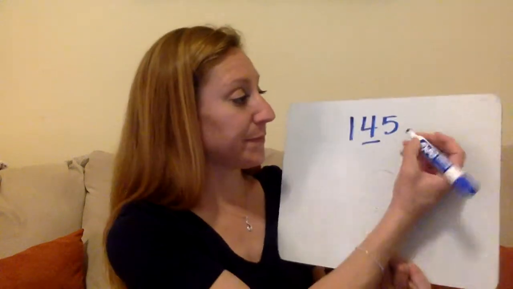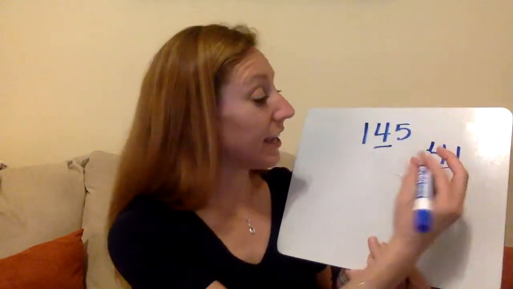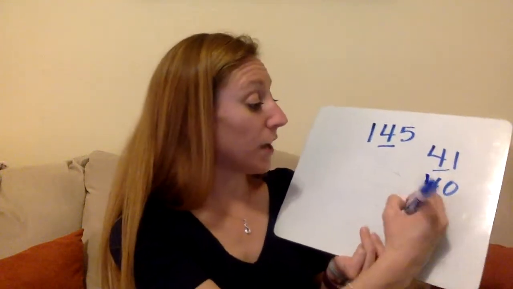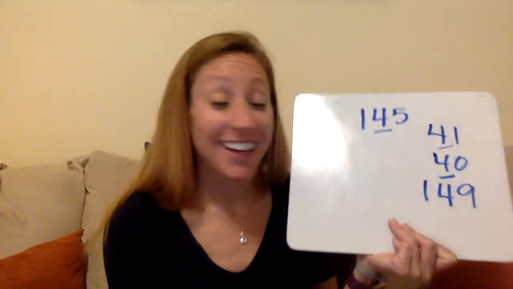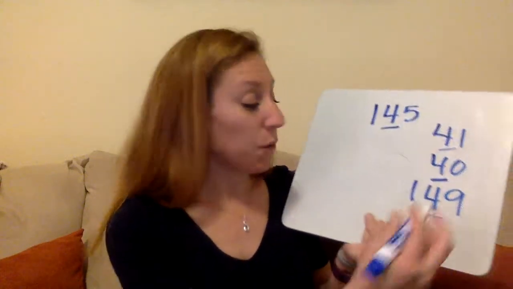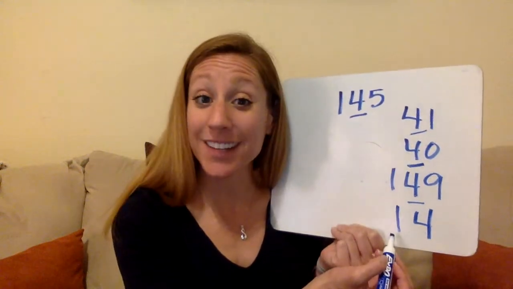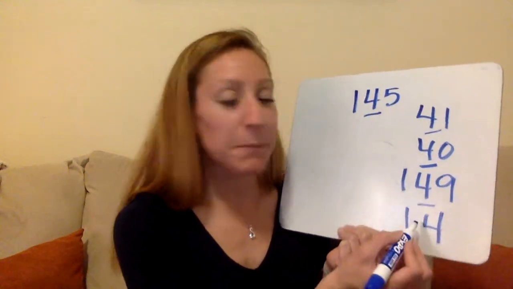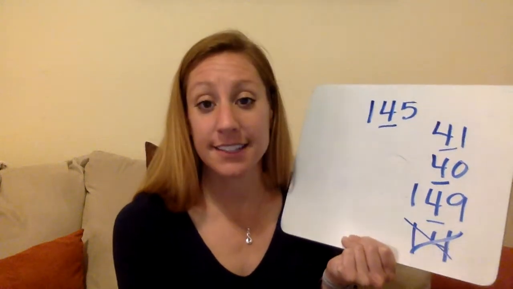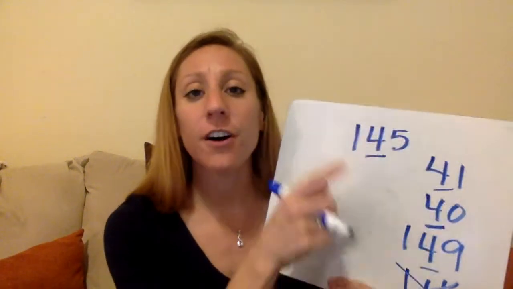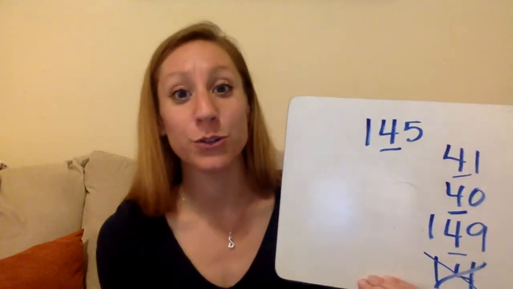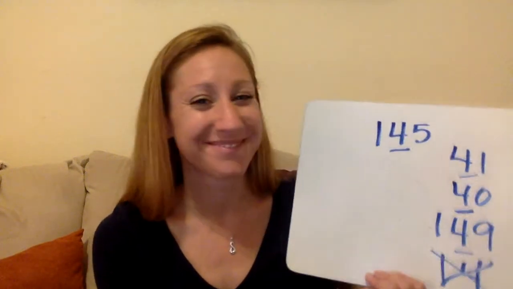Here are some ideas. So, 41 has 4 tens. 40 has 4 tens. 149 has 4 tens. What about 14? Does that have 4 in the tens place? It has 4 in the ones place, but that one does not have 4 tens. Okay, so be careful with this. Think of all the numbers with 4 in the tens place that you can come up with, or at least a bunch of them.